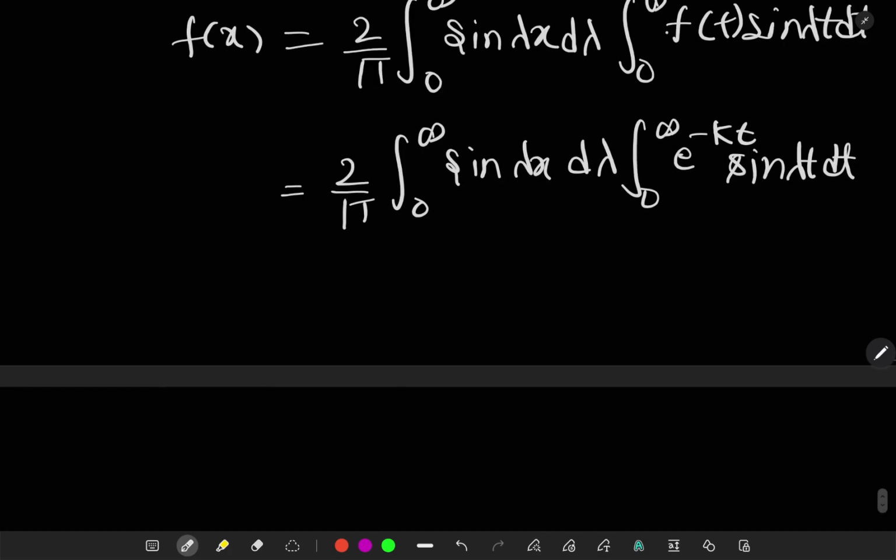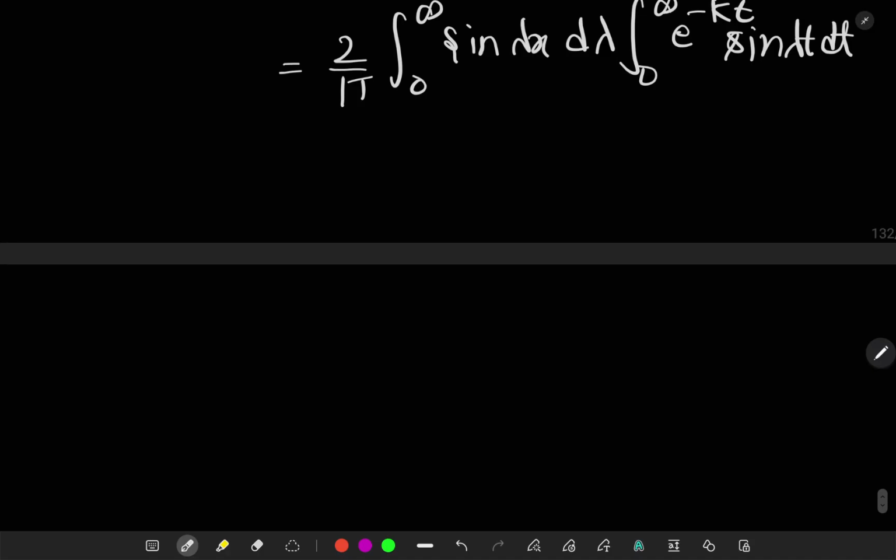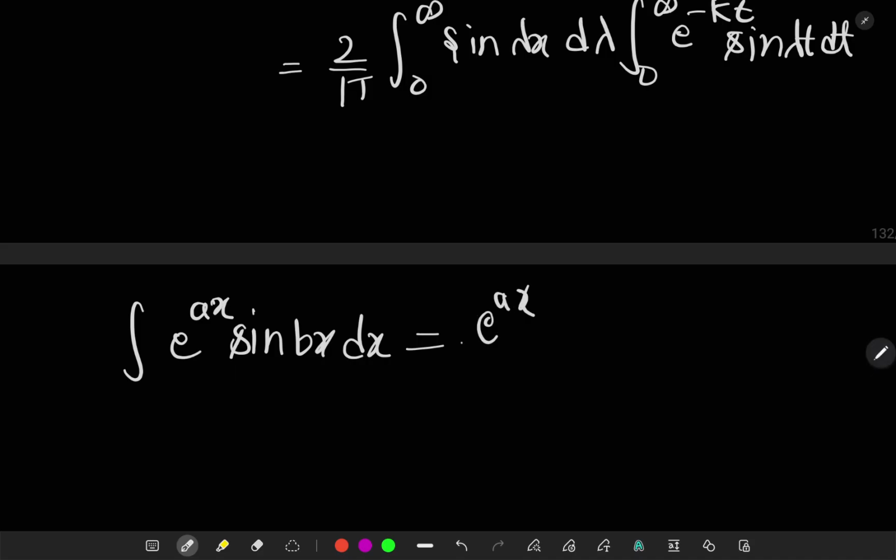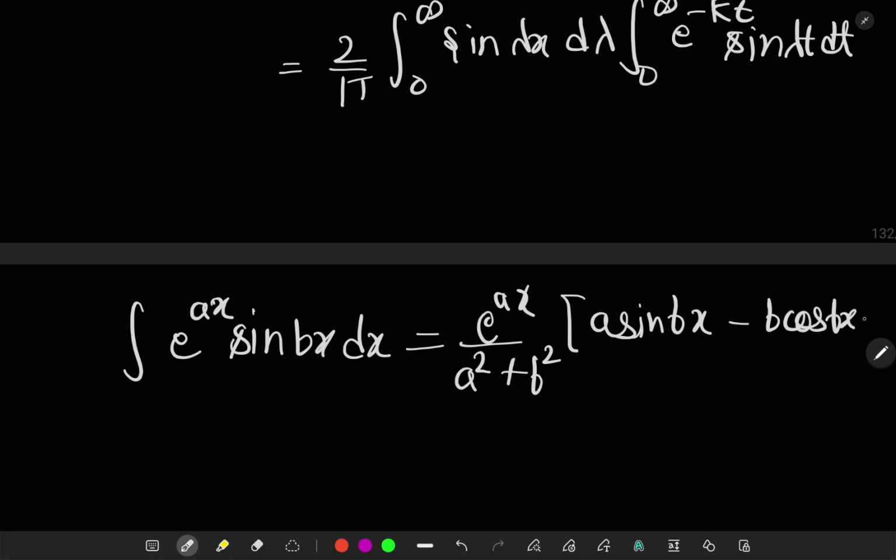Here we used the formula of the integral of e raised to power ax sine bx dx, which is equal to e raised to power ax divided by a square plus b square, into a sine bx minus b cos bx.